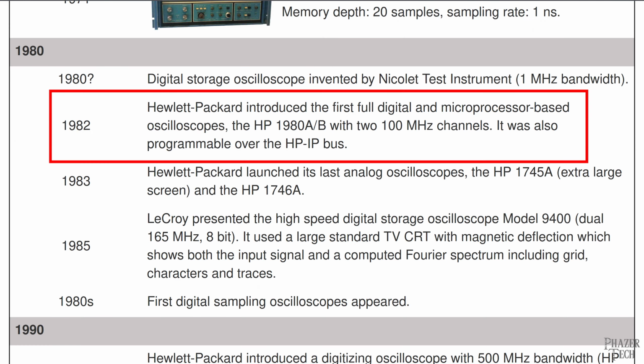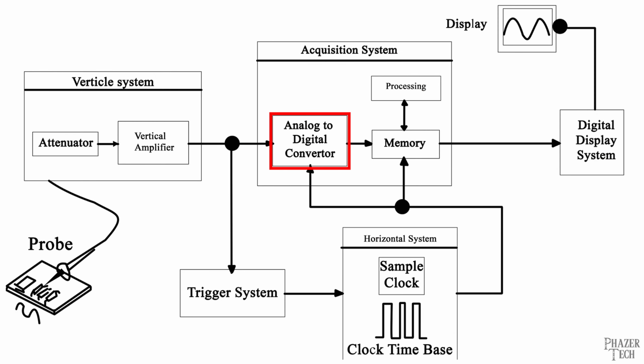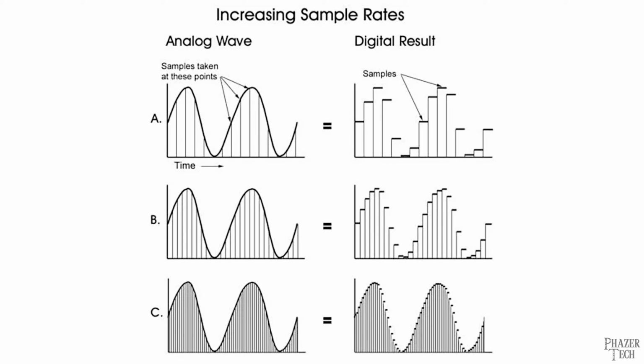Now, by the 1980s, digital technology advanced to the point where digital oscilloscopes became a possibility. But the first few generations of digital scopes were inferior to older analog ones. At the heart of every digital scope is an ADC, or analog to digital converter. The bandwidth of a digital scope is directly dependent on its ADC's sampling rate, which determines how quickly the ADC is able to make a measurement.